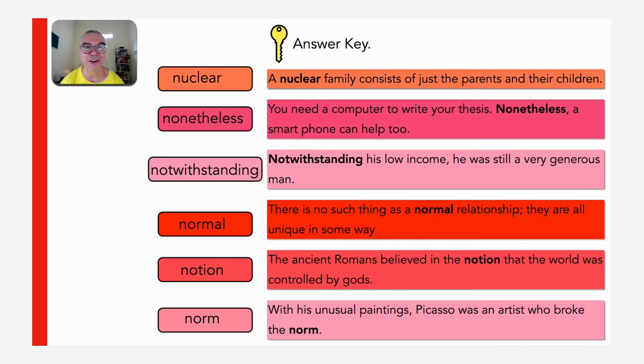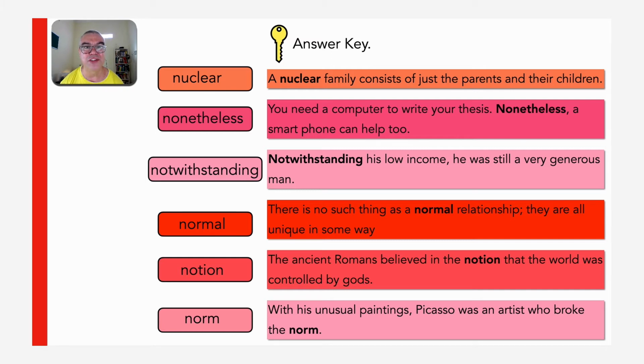Here is the key for this group. Nuclear. A nuclear family consists of just the parents and their children. Nonetheless, of course, this is a linking word. You need a computer to write your thesis. Nonetheless, a smartphone can help. And another linking word, notwithstanding. Notwithstanding his low income, he was still a very generous man.